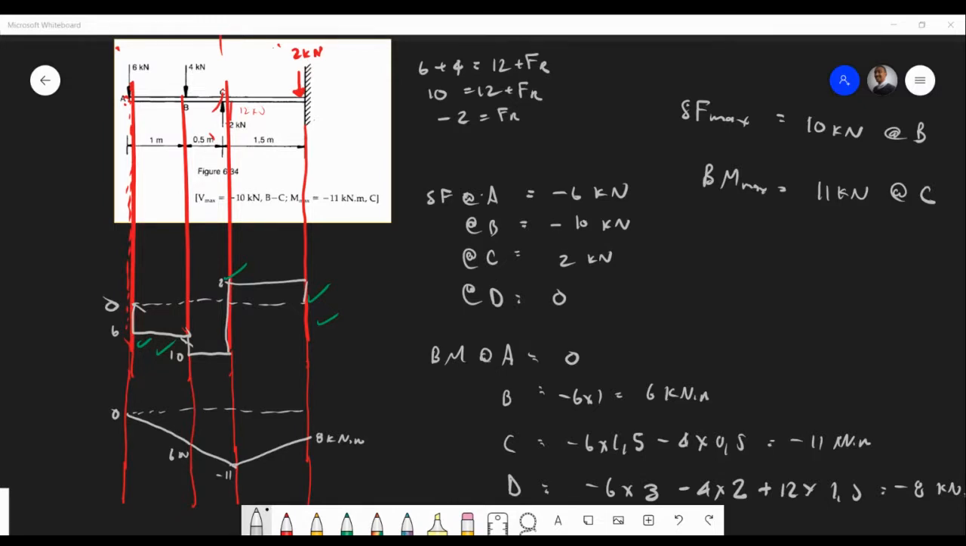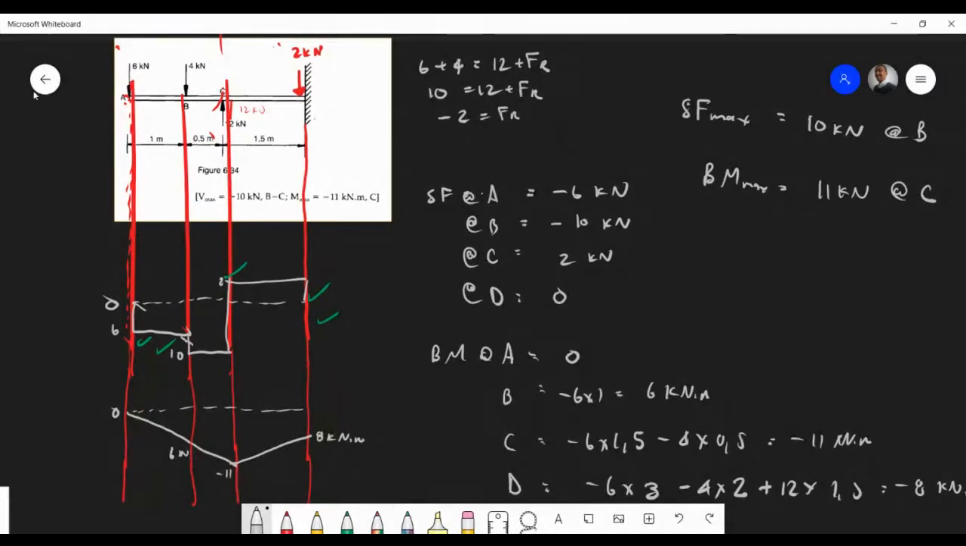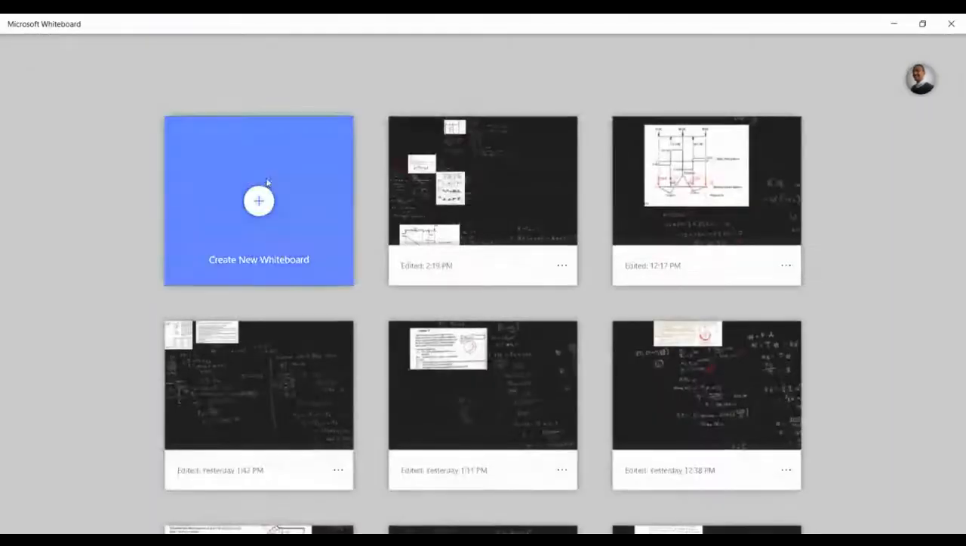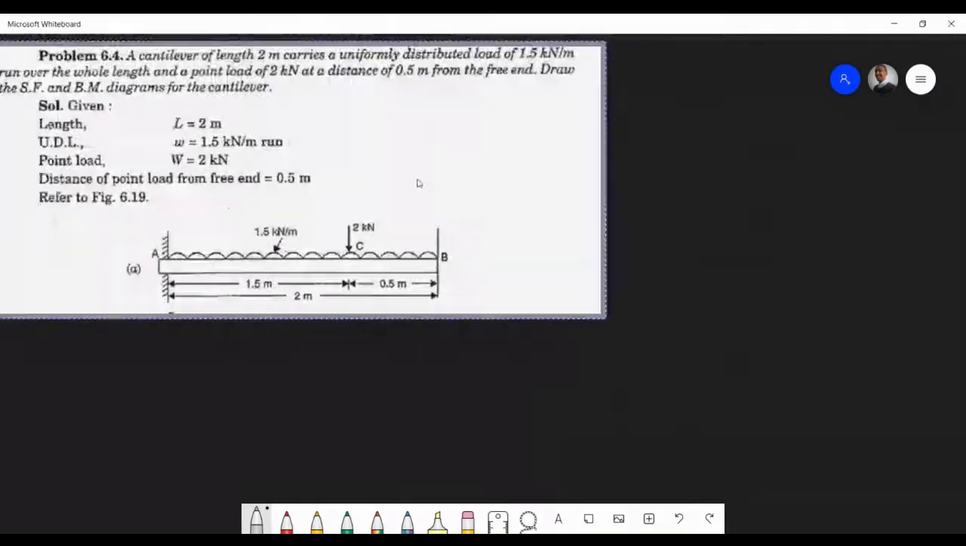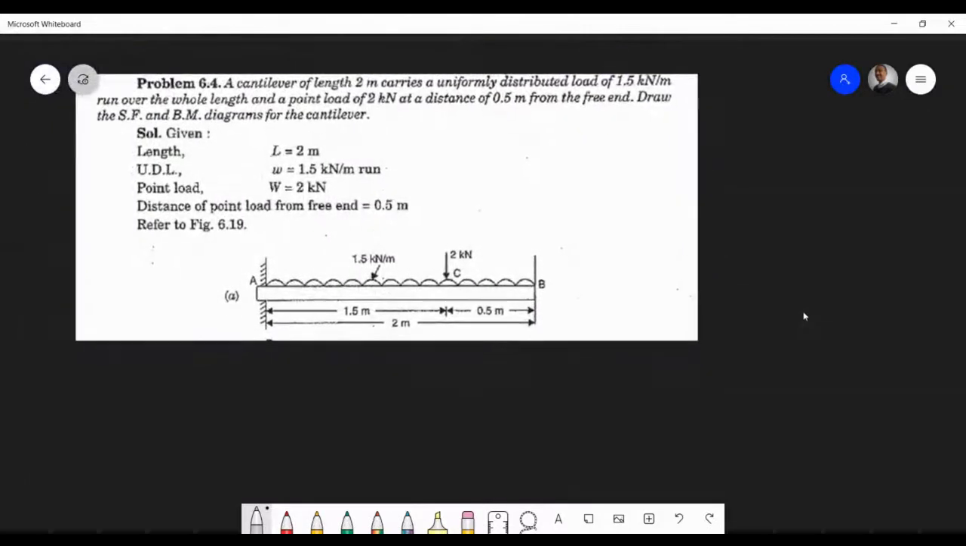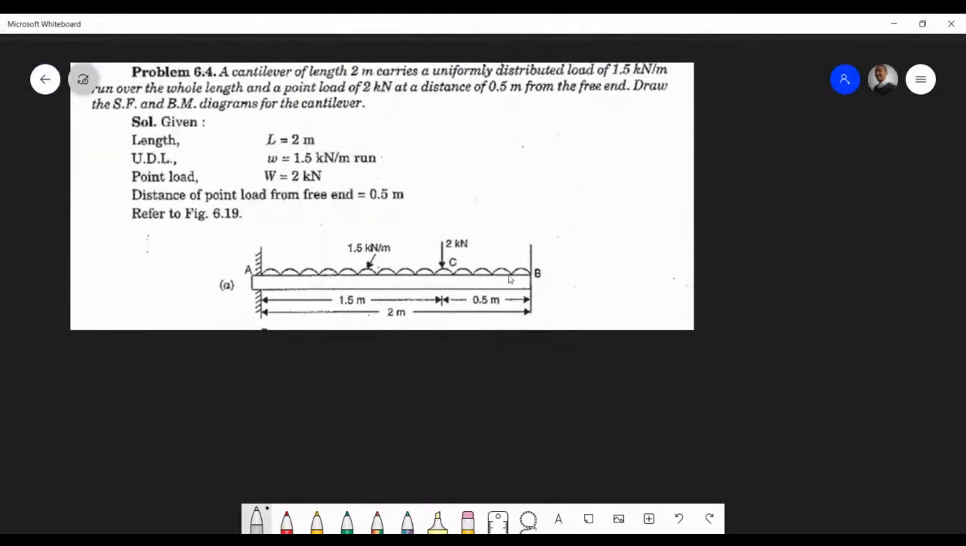Okay, so we've gone through that. Now I'd like to give you this one. Work out the reaction for me here. Because it's a cantilever, it's not a fixed beam, so just ignore that line there. So we've got a cantilever of 2 meters.